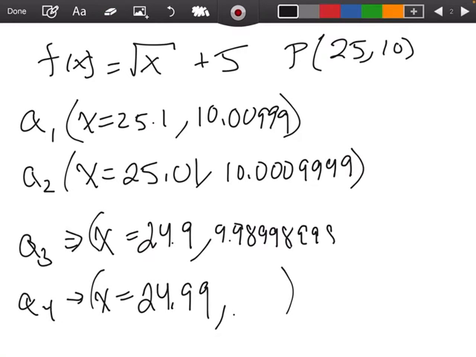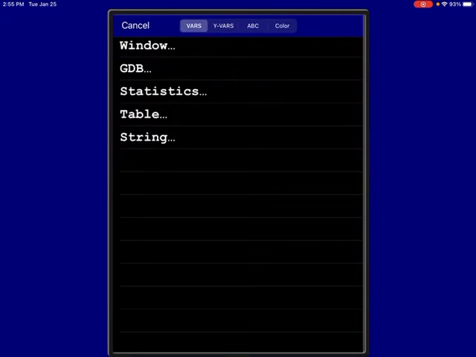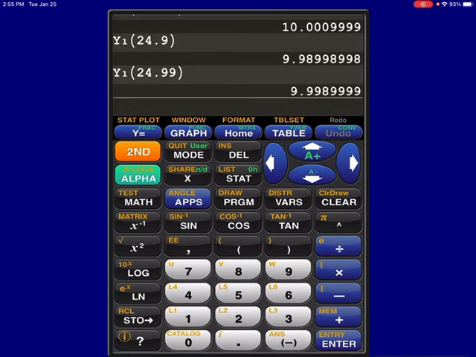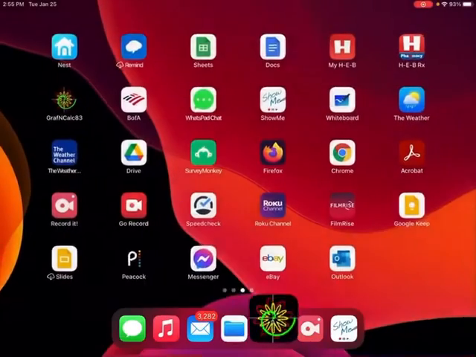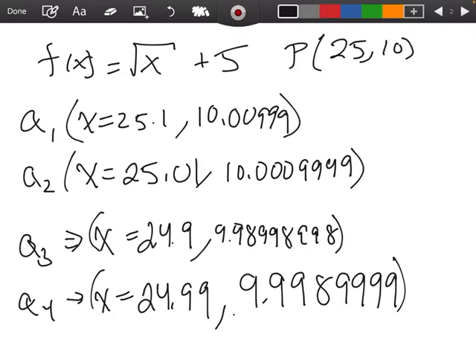Okay, and then let's do this for 24.99. So let's go here, vars, 24.99. So 9.998 and then 4 nines: 1, 2, 3, 4. Okay. So now what we're going to do is find the slope of the secant line.